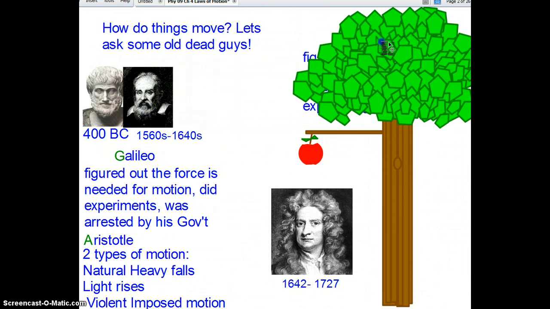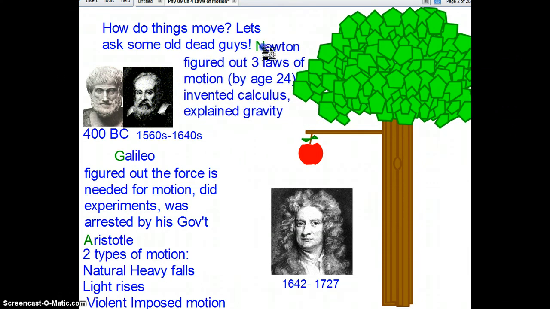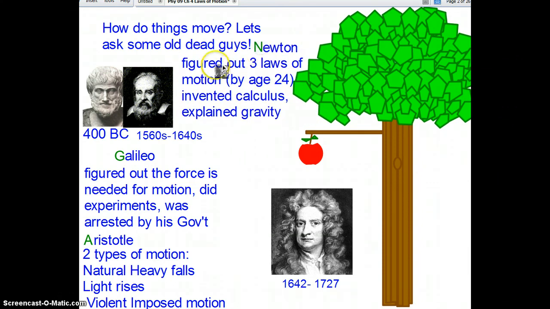Then we have this other gentleman down here, Sir Isaac Newton. He figured out the three laws of motion. He did this all by age 24. He also invented calculus in order to figure out some of his ideas and explained gravity. Now, I hate to break it to you, but if you thought that the apple falling on Newton's head gave him the idea about gravity, that's highly unlikely. He probably was just using that idea as an example.